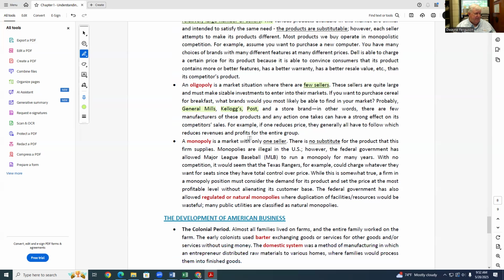And then monopoly, of course, one seller, and monopolies are illegal in the US, but we still do have some monopolies. The old monopolies of the railroads and the oil trusts and things like that were broken up. And you still see telephone companies and things like that be broken up today. But we still allow some monopolies in the United States, like Major League Baseball. They really have a monopoly. So anyway, with monopolies, there's no substitute for the product. There's one seller. If there's only one seller, of course, they can charge whatever they want.